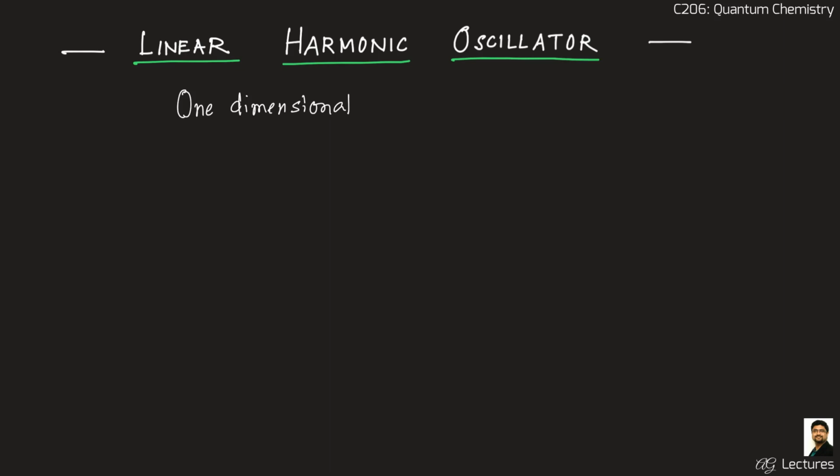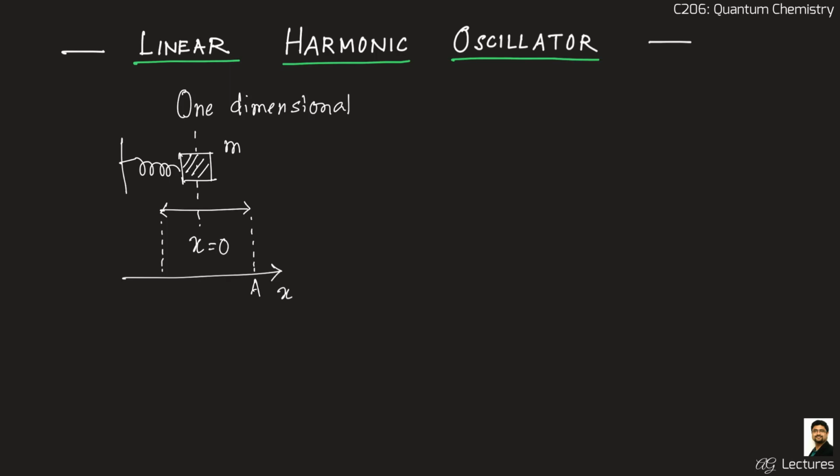So in a classical harmonic oscillator, we have say one spring that is attached to one mass m, and this mass is oscillating about the equilibrium position x equals 0. So this is your x-axis, right? It might have certain amplitude, right? So the amplitude can be written down as something like a and minus a.